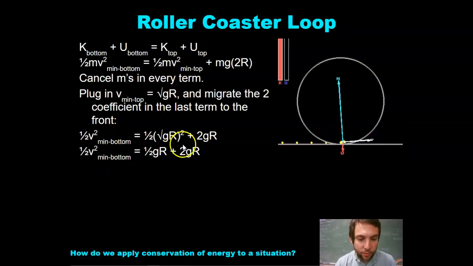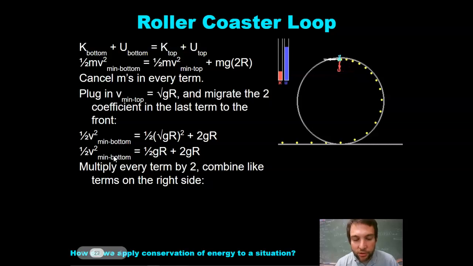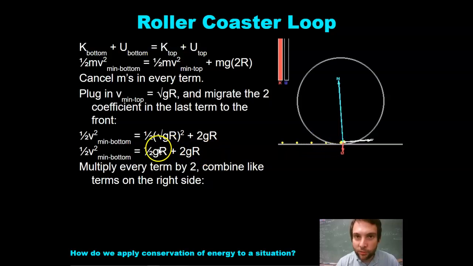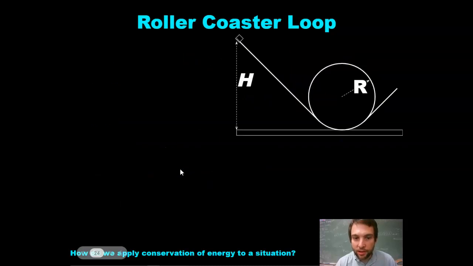Going further with our algebra, we're going to square that so our radical goes away. Multiply every term by 2 and combine like terms on the right side. Multiplying every term by 2 because of this 1/2, so we're going to multiply by 2 on each side. And when we do that, because we have 2 terms over here, we have to multiply 2 by this and 2 by this. And we get the speed at the bottom is the square root of 5 times g times r.